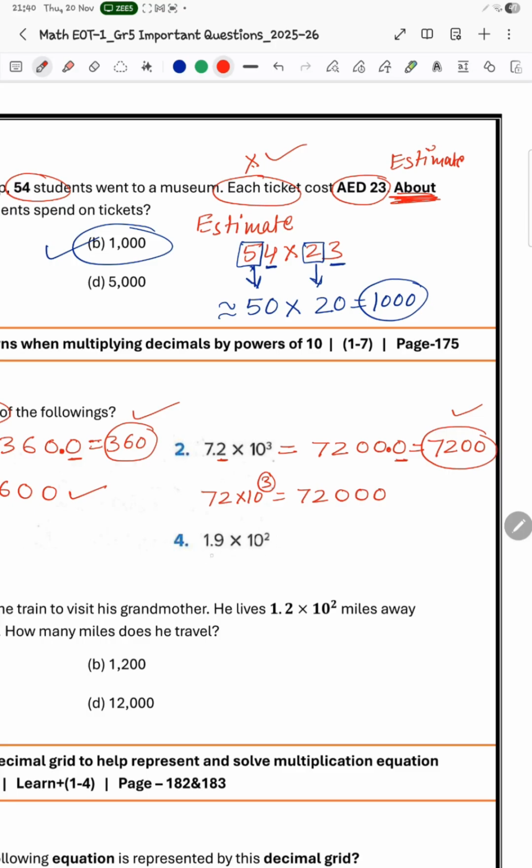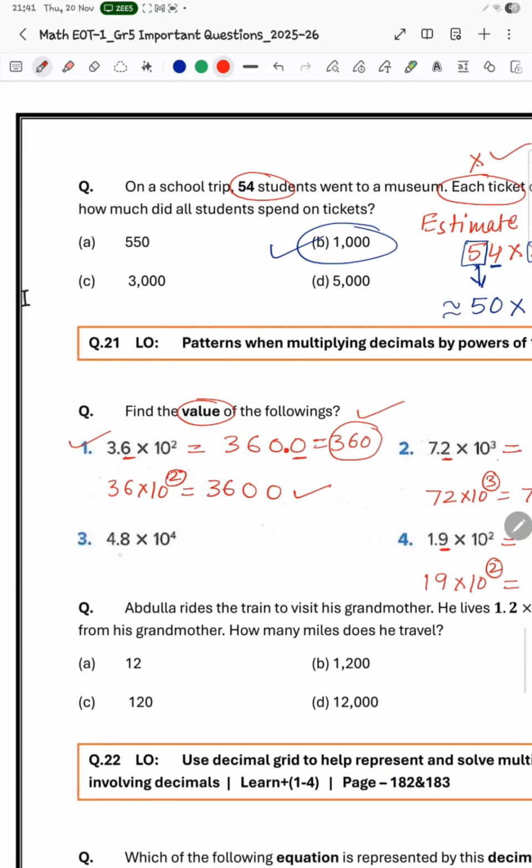Same here. Ignore the dot and multiply. 19 times 10 power 2. So ignore the dot and multiply, 19 will remain the same and the power will give you the number of zeros. So 1 and 2 zeros. Now using this I will get the answer. So digits will remain the same and I will put the dot after one place from the right. So my correct answer is 190.